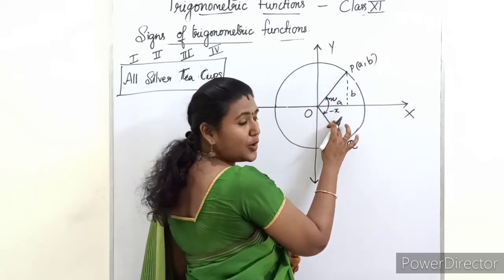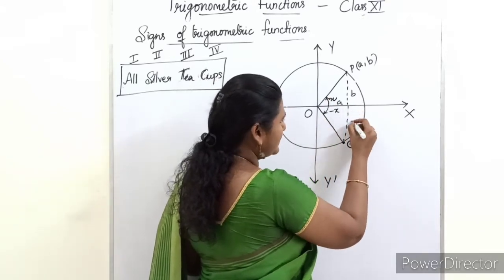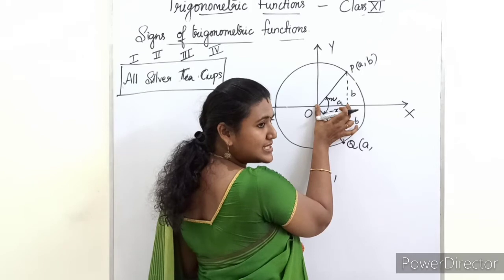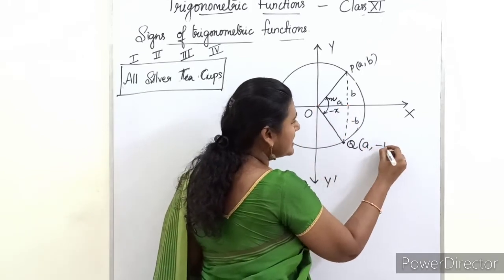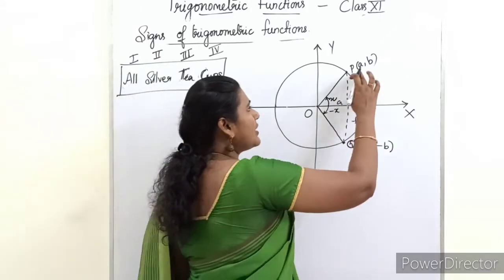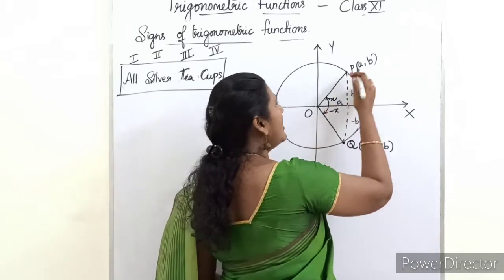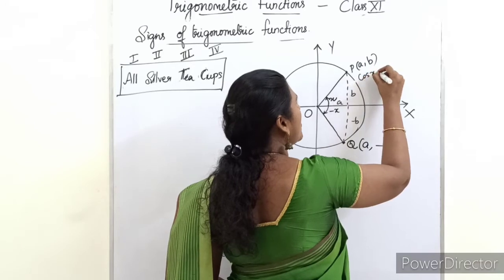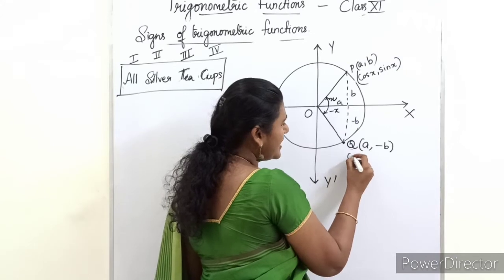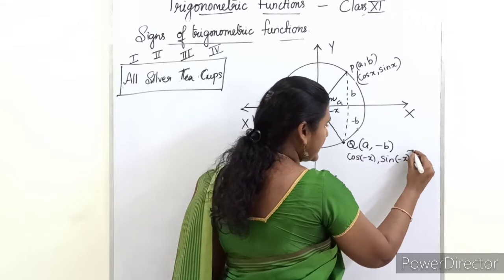The same angle only we have taken, but in the clockwise direction. So this height will be minus b. Am I correct? So the coordinates of Q will be, there is no change in this length, so a comma minus b. Now we know that if it subtends x radian at the center, then the coordinates of P we can write as cos x comma sin x. Here the angle is minus x radian, so the coordinates of Q we can write as cos of minus x comma sin of minus x.